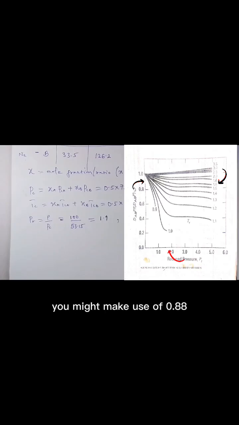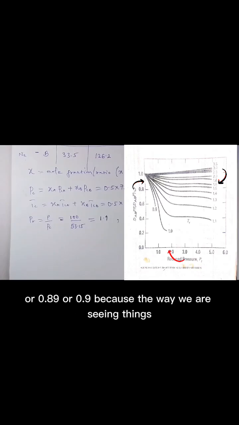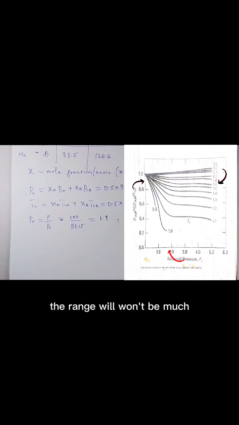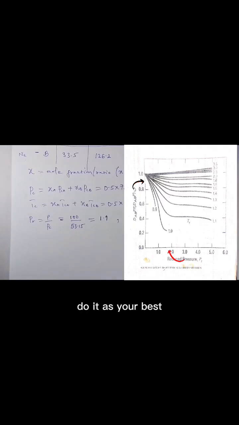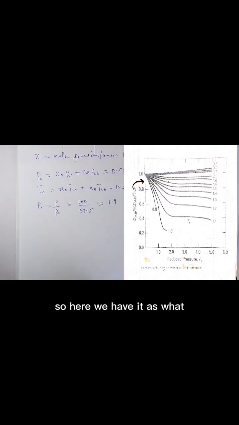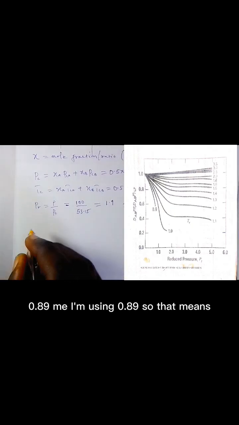The value might not be exactly the same. You might make use of 0.88 or 0.89 or 0.9, because the way we are viewing things is not the same. So everything is still correct. The range won't be much, but make sure what you're doing is accurate. Do your best. Here we have it as 0.89. I'm using 0.89.